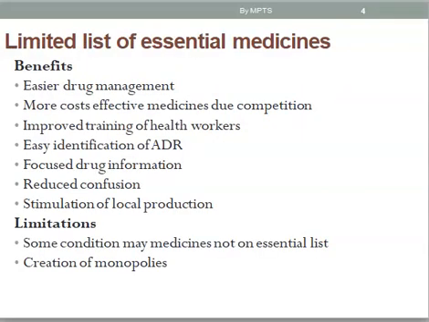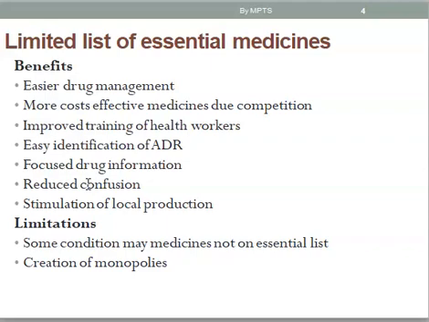Now, what are the benefits of having a limited list of essential medicines? Of course, there is easier drug management, and it is more cost effective. There will also be some competition, however this one is questionable. There is improved training of health workers, such as identification of ADR, adverse drug reactions. Focused drug information, reduced confusion because of a limited list, and sometimes the estimation of local production.